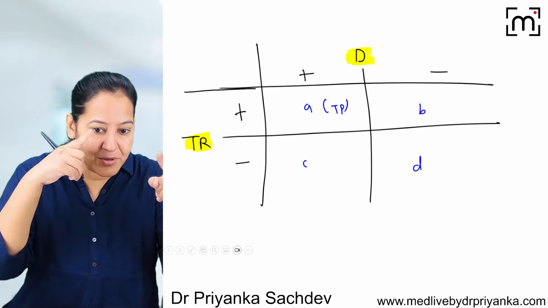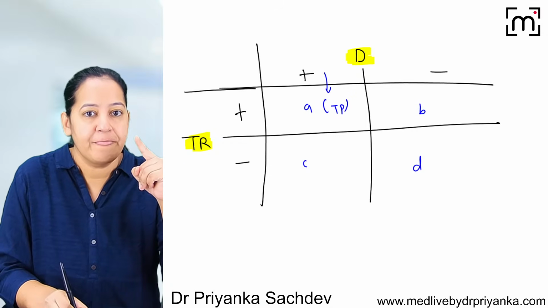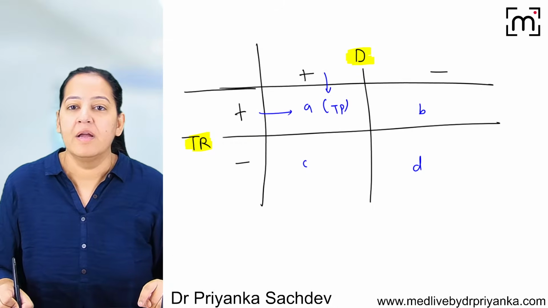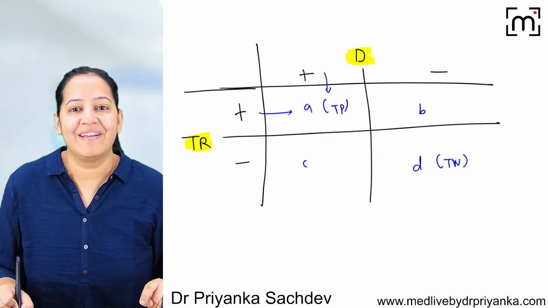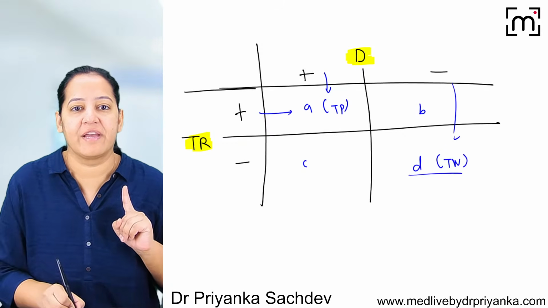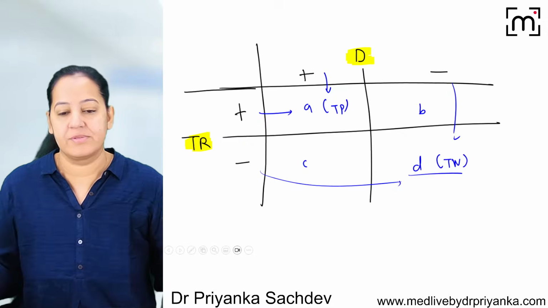You can see both the things are positive. The disease is also there and the test result is also positive. D is always true negative. Both the things are negative: the disease is not there, and the test result is also not there.